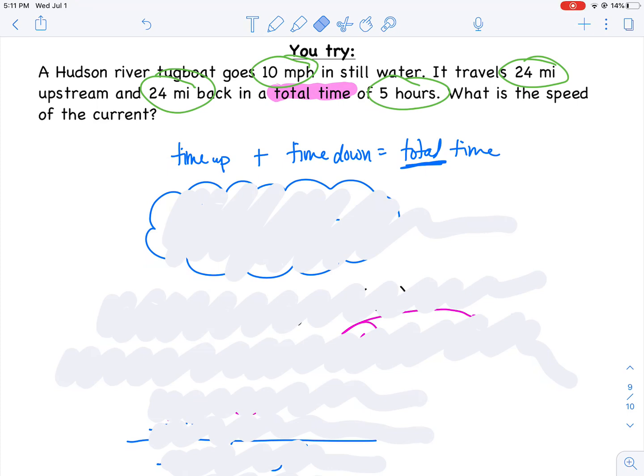All right, if we don't know anything about the times, don't we know that time is the same thing as what? Distance over rate? So maybe we know some information about the distance and the rate that we went upstream, and the distance and the rate that we went downstream. And can you plug in your information?